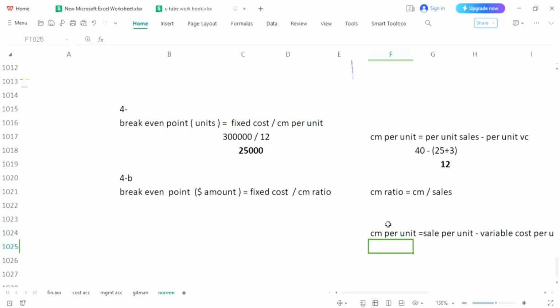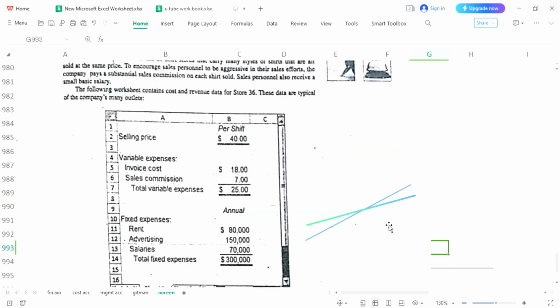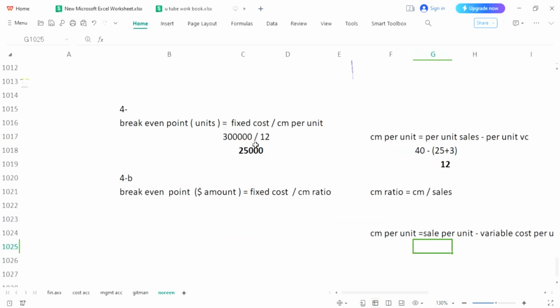Okay, come to the point now. Sale price per unit is not changed. That would remain the same. It is 40. So you can put 40 over here. Now you need to have your variable cost. And you can see variable cost was calculated inside the bracket. That is 28 now.